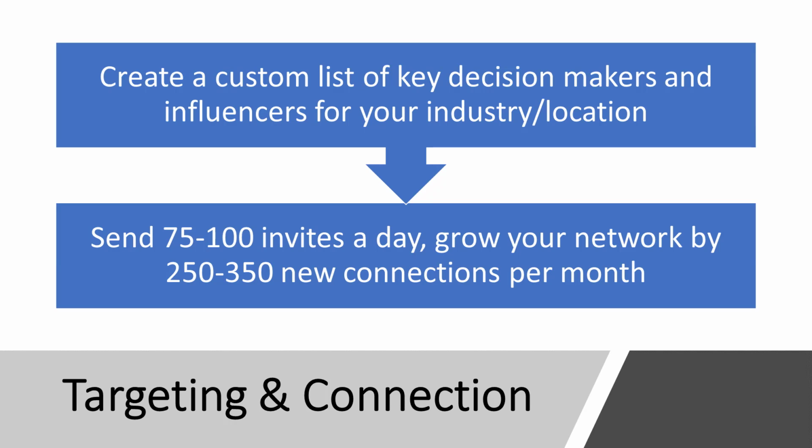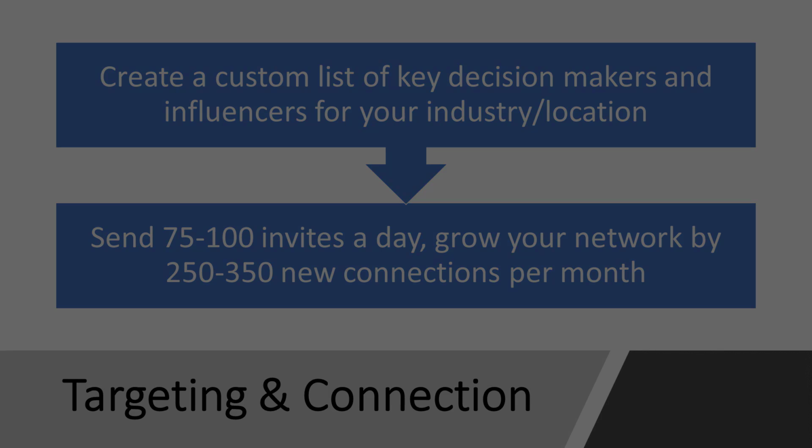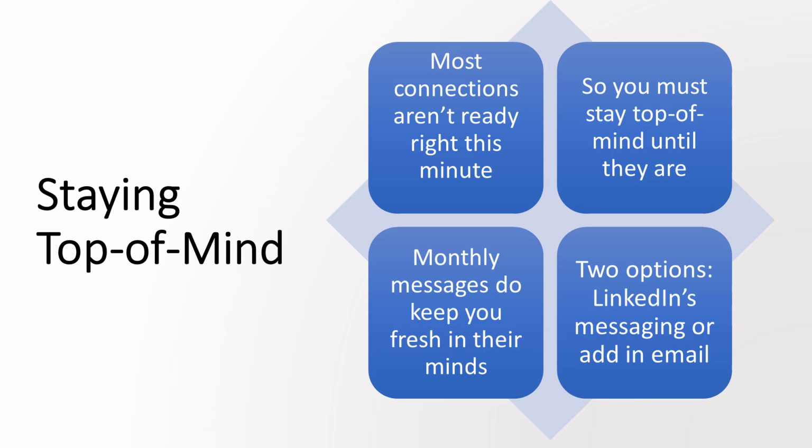Next, describe your ideal customer to us, and we'll create a custom list of those people. Then we systematically invite them to connect with you, with the result being 250 or 350 new connections per month with the decision makers who matter. Now the trick is to stay top of mind so you do get the call when the customer is ready to buy. And the best way to do that is with an automated drip messaging campaign. With a new message every 3 to 4 weeks, you remain fresh in their minds and are much more likely to get the call.